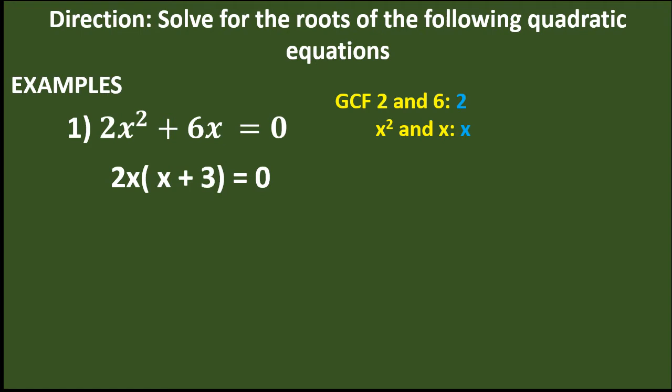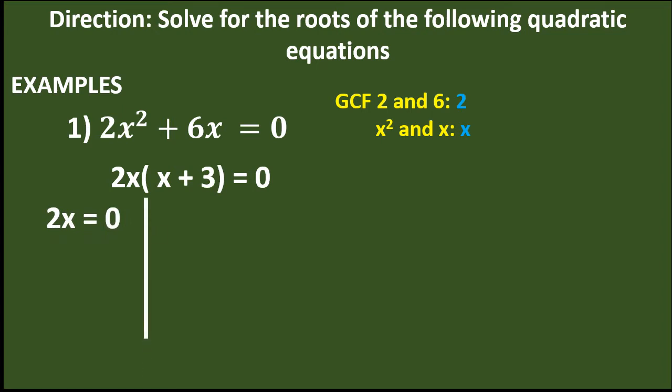Let us check if the answer is correct. If you are going to multiply 2x to the number inside the parentheses, we will go back to the original equation. 2x times x, we have 2x squared. 2x times 3, we have 6x. So our factored form is correct. Let us now proceed to the next step.